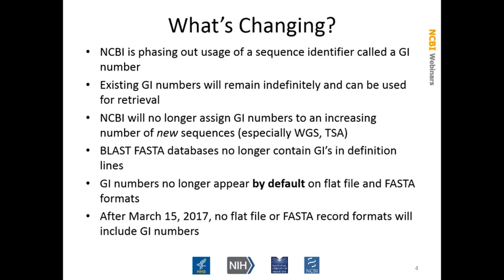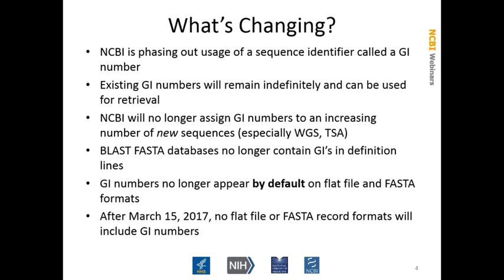Currently, BLAST FASTA databases, for example, do not contain GIs in definition lines anymore, and you also won't see GI numbers on the default web displays of sequence records. So, for example, the flat file records and FASTA formats no longer have GI numbers in them by default. I should emphasize that the GI numbers are still present in records that have them. They're just not displayed on those default web displays and on things like the BLAST definition lines.